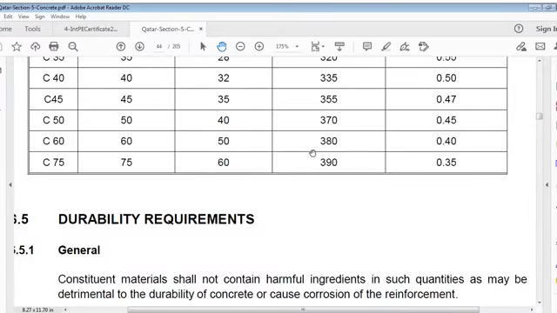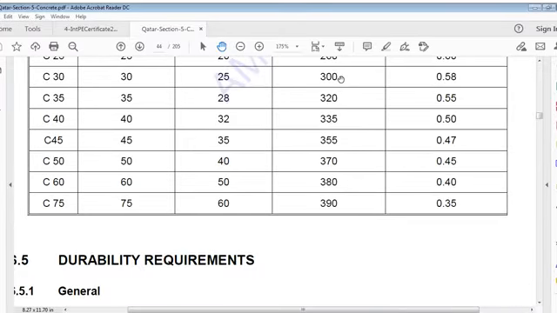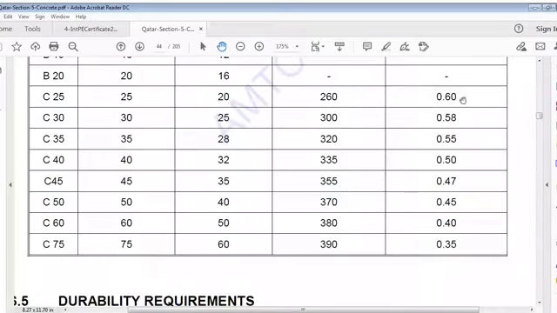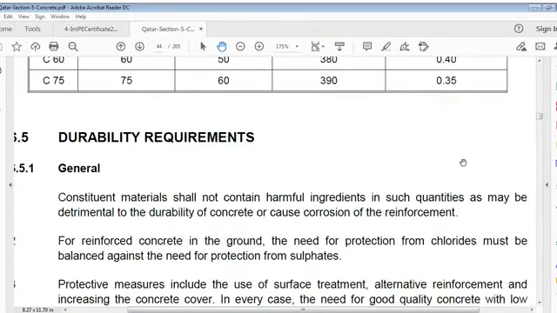So you can say even C30 is 300, then C35 is 320 kilogram per meter cube of cementitious materials, and C40, 335, C45, 355, C50, 370, C60, 380, C75, 390. So here 0.35 in case of this. Even C40 is 0.5 maximum. So you know that. And C25 is 0.6. So it says 0.6 to 0.35 is a drop of 0.25 in water cement ratio. This point is very understandable.